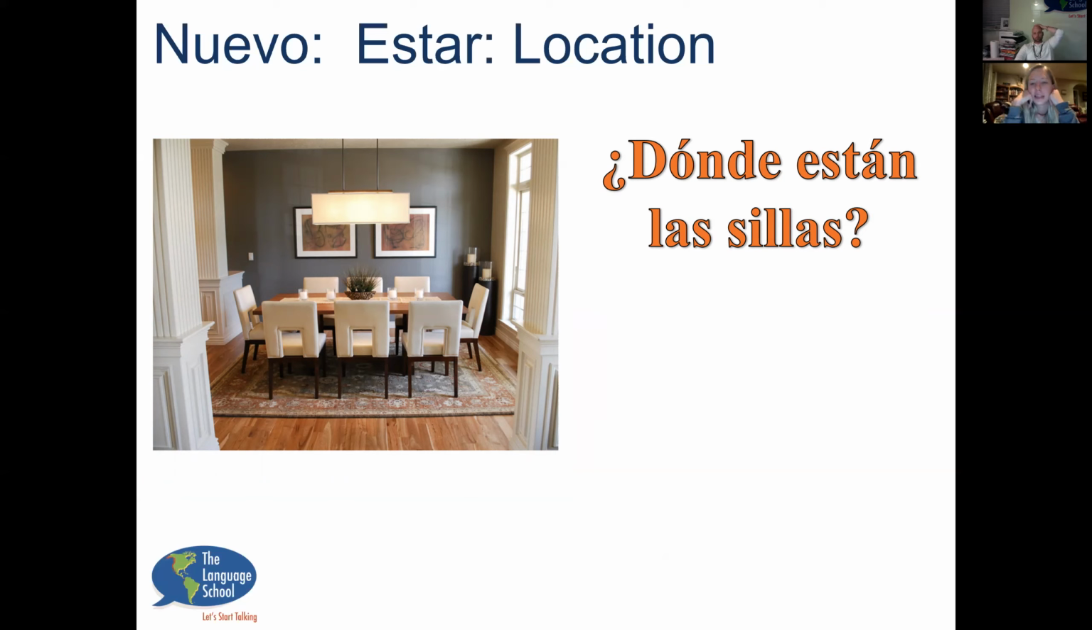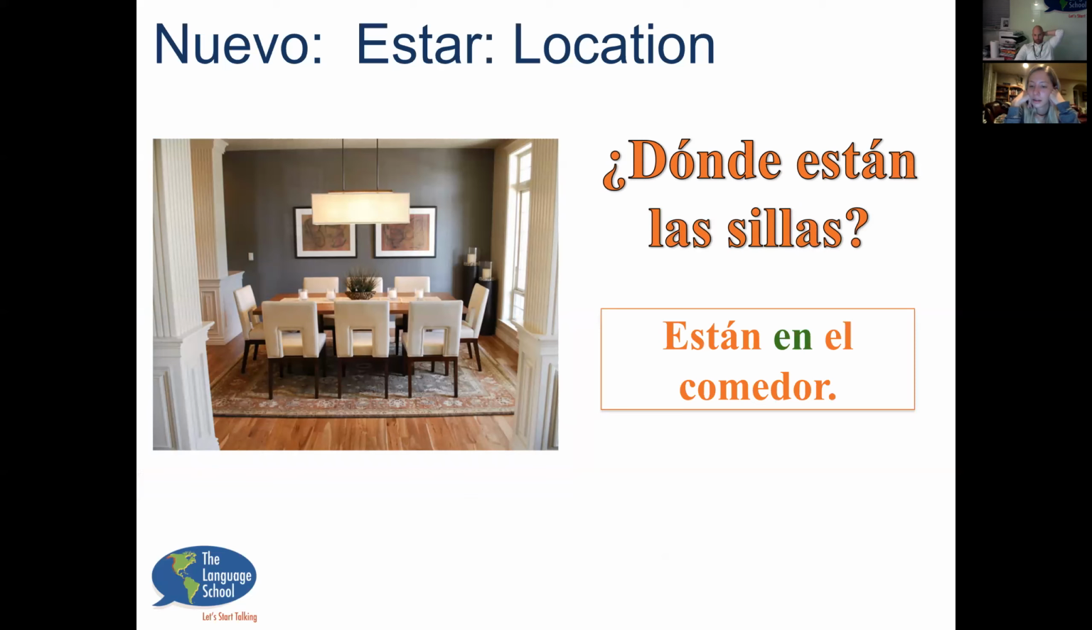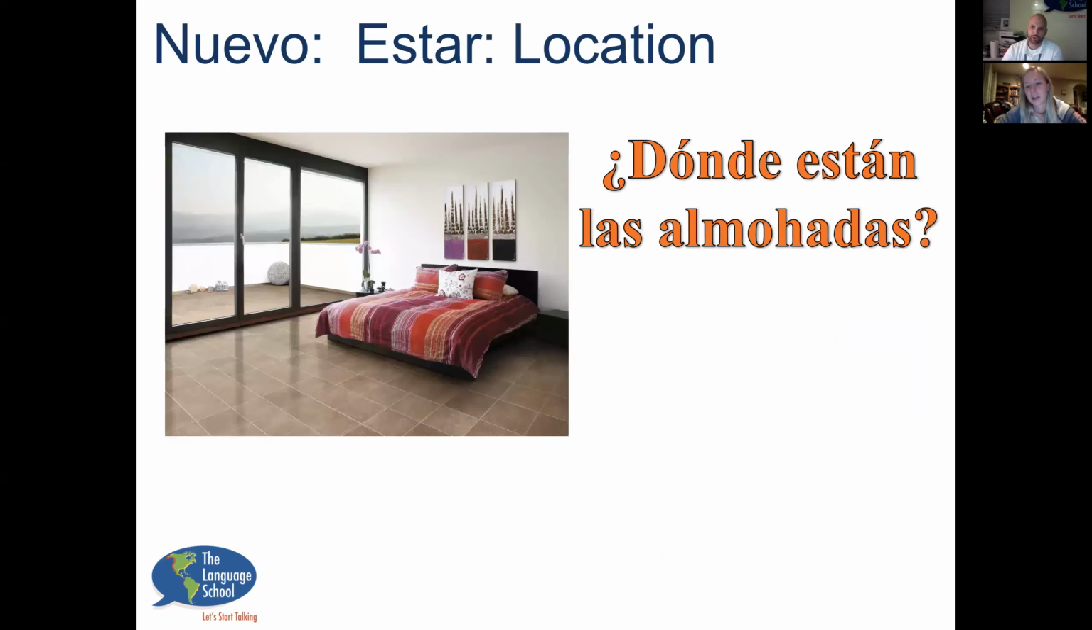Las sillas están en la mesa. Yeah, or in the room. You're technically right too by saying they're at the table, but I'm just kind of looking for the general room. Okay. ¿Dónde están las almohadas? Las almohadas están en el dormitorio.